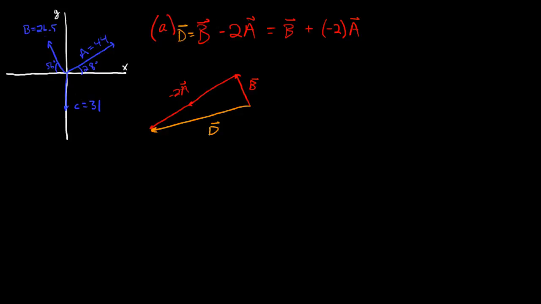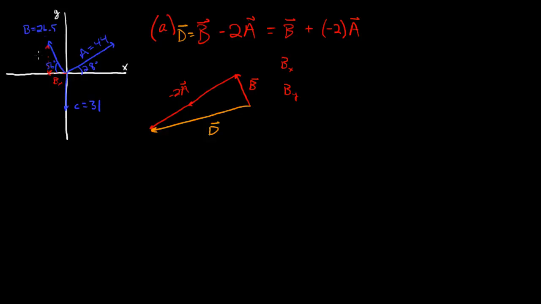Alright, well the first thing we want to do is split these up into components. So let's find the x component of B and the y component of B. I don't know why I'm starting with B. Okay, well it was the first vector here. So the x component of B is right in here, and the y is right here.